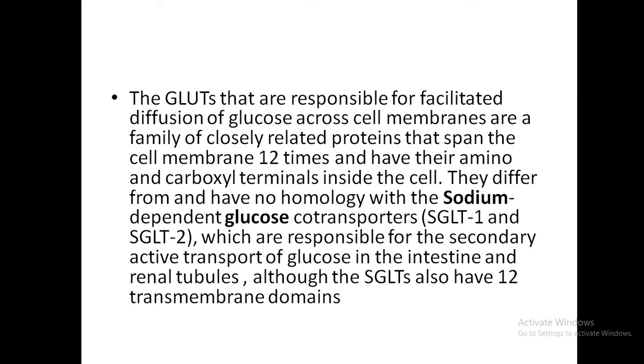The GLUTs that are responsible for facilitated diffusion of glucose across cell membranes are a family of proteins. They span the cell membrane 12 times and they have the amino and carboxy terminals inside the cell. They differ from SGLTs in that they don't have any homology with them. SGLTs are responsible for the secondary active transport of glucose in intestine and renal tubules, although SGLTs also have 12 transmembrane domains like the GLUTs.